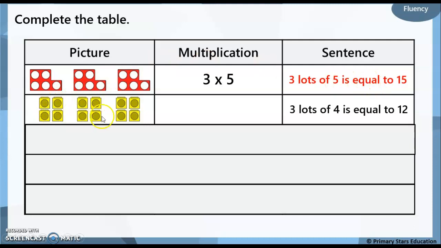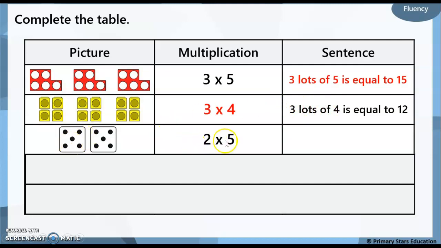Here we have 1, 2, 3 groups of 4. We've got the group here, 3 lots of 4 is equal to 12. So that means that we can swap that lots of for a times sign. So we've got 3 times 4.